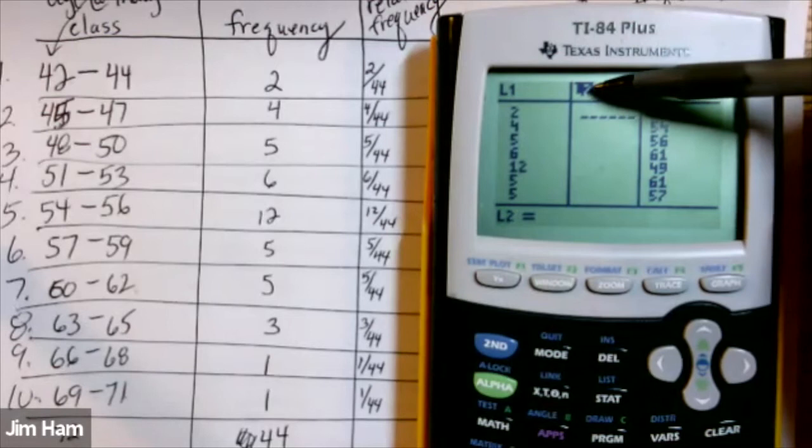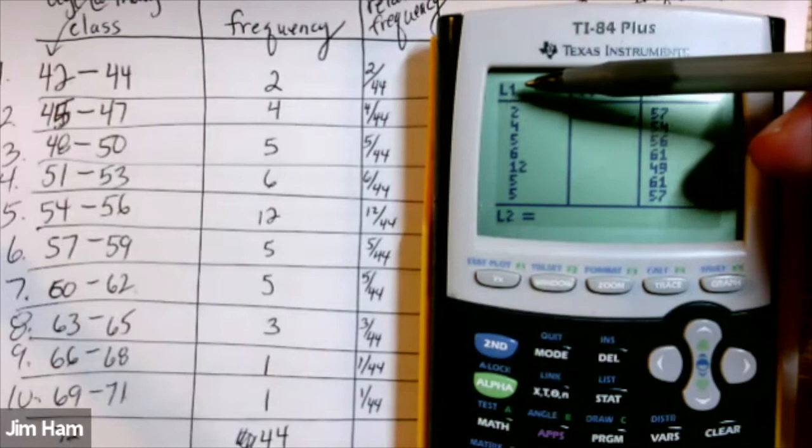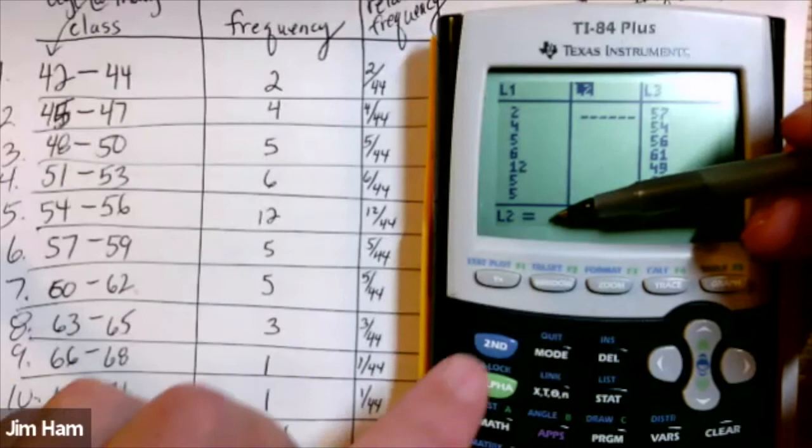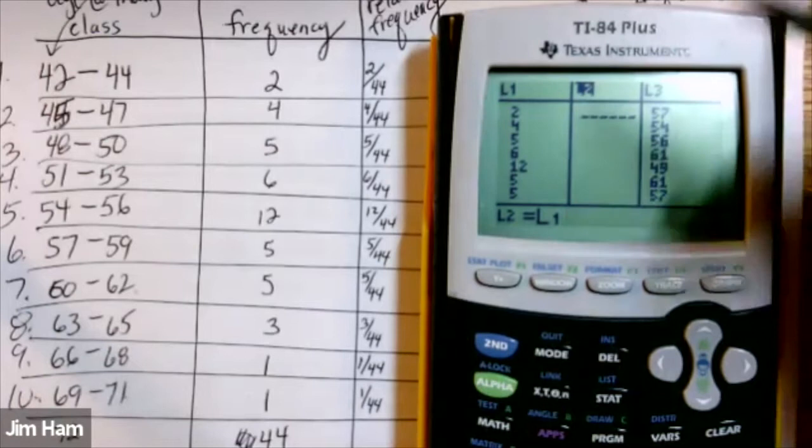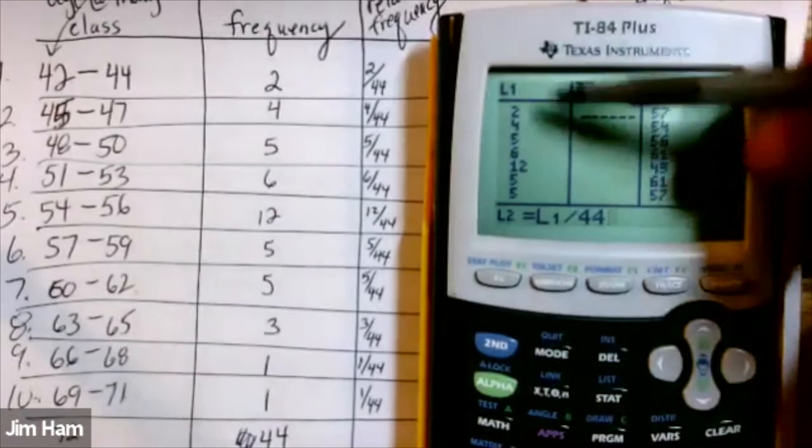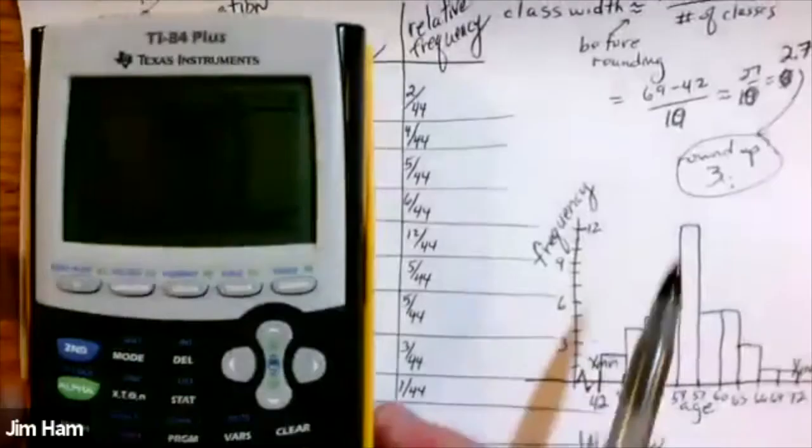And the formula I'm going to enter is, I'm going to take the number in L1 and divide it by 44. All right, so with L2 highlighted down here, I'm going to hit second and then the number 1. So that's going to take the number in L1, and then I'm going to divide it by 44, because I want to divide all these numbers by 44. And if I do it this way, it's going to do them all at once. You can see the decimals here. So you can do it manually, or you can use the technology to help you do it.